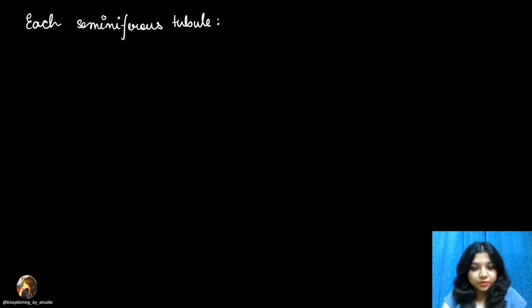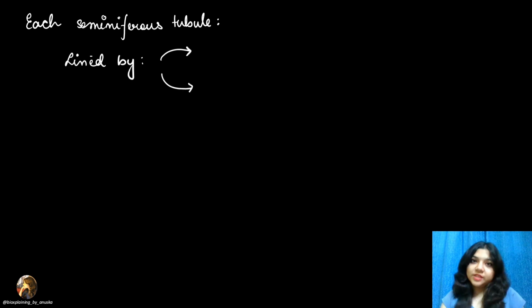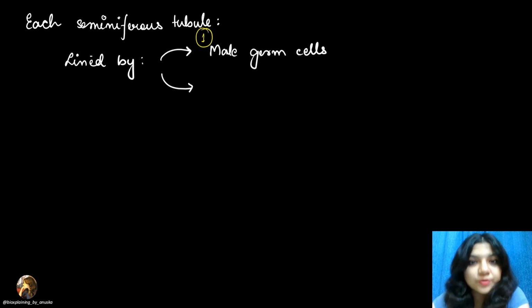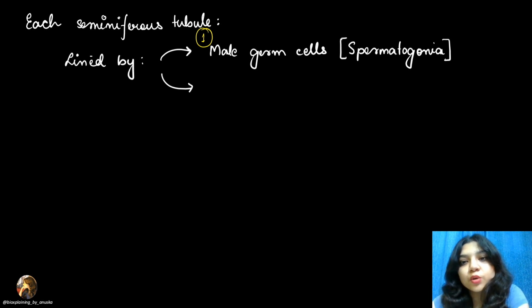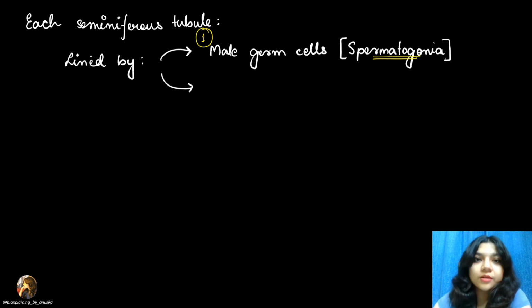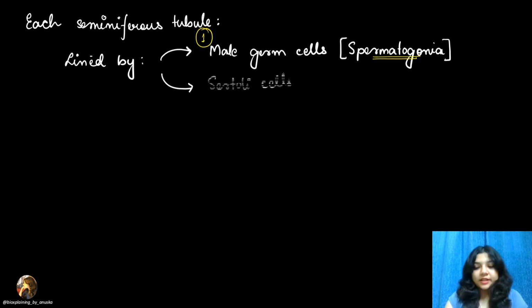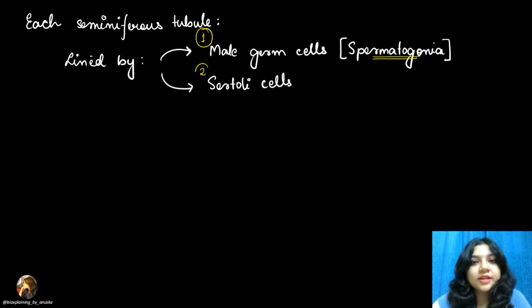Okay, so now each of these seminiferous tubules will contain two kinds of cells. We can say that the seminiferous tubules are lined by two kinds of cells. What are they? One is the male germ cells, which we can also call spermatogonia. So spermatogonia are the male germ cells, and the second kind of cells present are the Sertoli cells. Okay, so there are two types of cells inside seminiferous tubules. One is the male germ cell, that is spermatogonia. Second is the Sertoli cells.